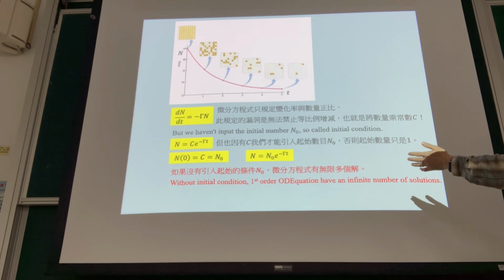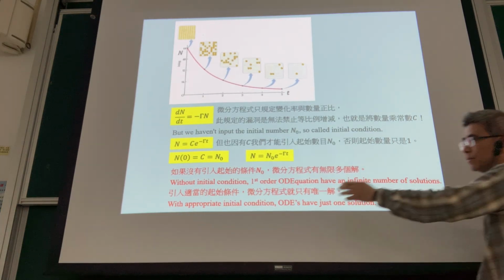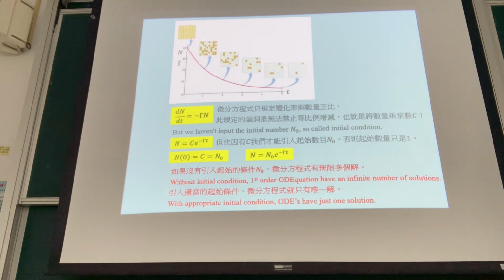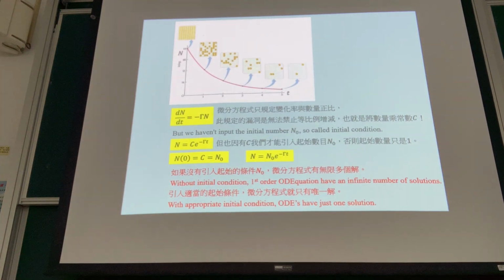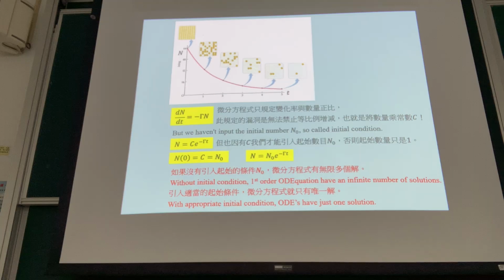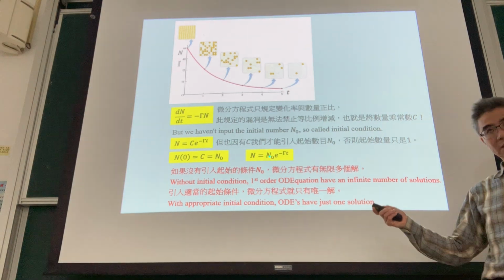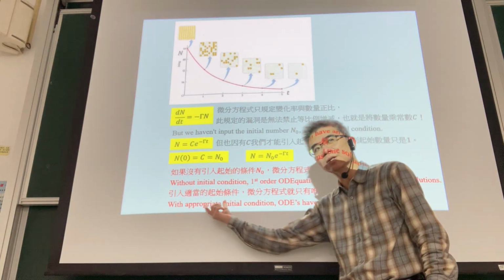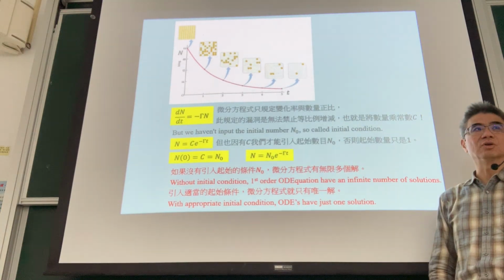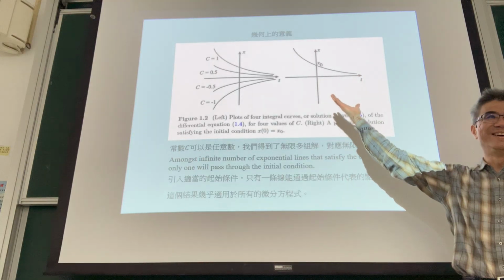Without the initial condition, the first order differential equation has an infinite number of solutions, but if you put in the appropriate initial condition, the ODE has just one solution. That's the one. And I guarantee there is one. Mathematicians will guarantee there's just one, not two, not three, just one. If we put in the appropriate condition, the solution that satisfies the initial condition and the equation of motion has only one. It is actually very obvious geometrically.